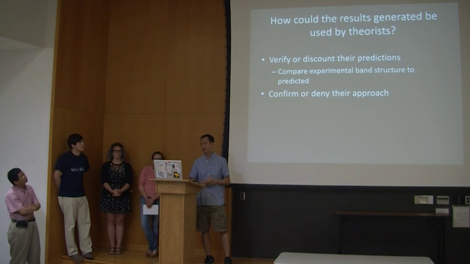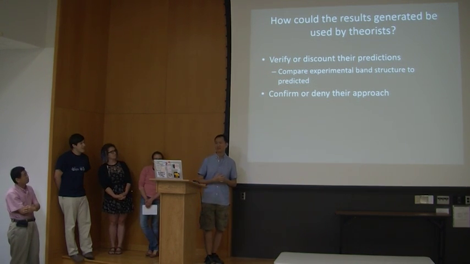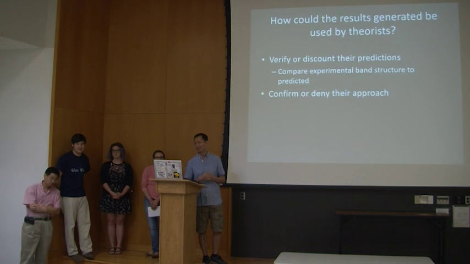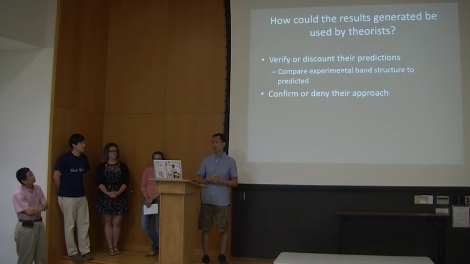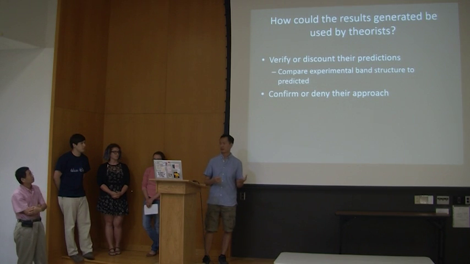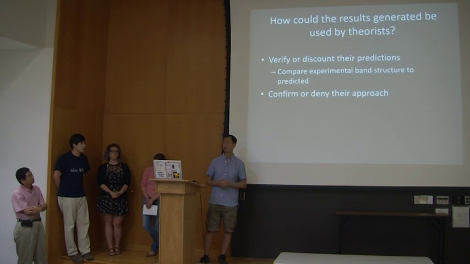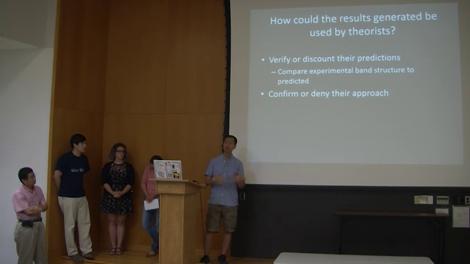So the last slide I have before everybody can go off is how could the results generated be used by theorists? Everybody, all the rest of the team, we have said that we can use them to verify or discount their prediction, compare experimental band structure to what is predicted, and also confirm or deny their approach. We can also use this to discuss with theory: we found this experimental result, okay, this is what you have predicted, this doesn't match, so what's happening?